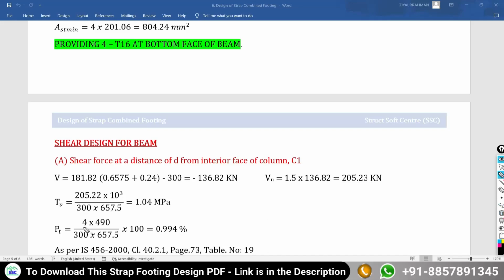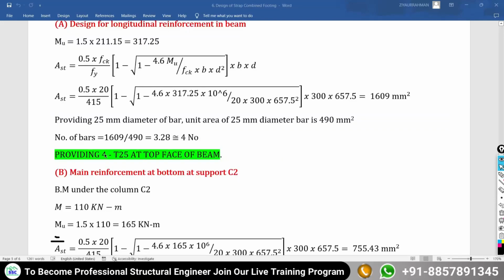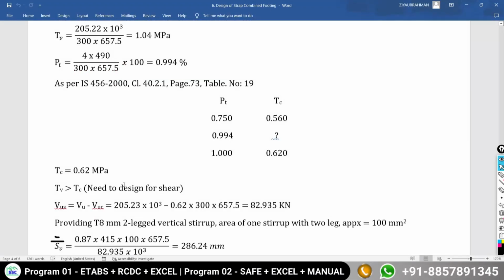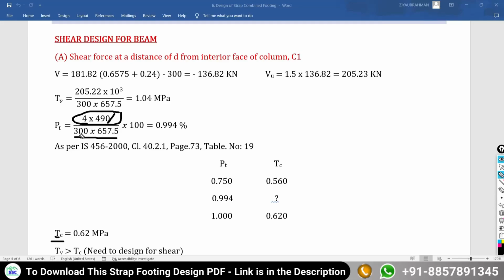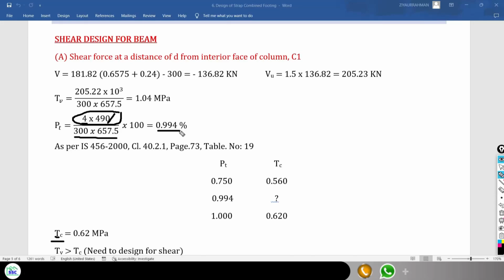As well, I just want to know the percentage of reinforcement available. So how much is the total percentage of reinforcement available? We have provided 4 bars of 25 mm dia at the top face of the beam. 4 bars of 25 mm dia having unit area as 490. So 1 bar has an area of 490, and we multiply it by 4, so we get the total area of the reinforcement provided. Divided by the section size of the beam, 300 multiplied by the effective depth, we are getting the percentage of reinforcement available as 0.994. This much percentage of reinforcement is there.